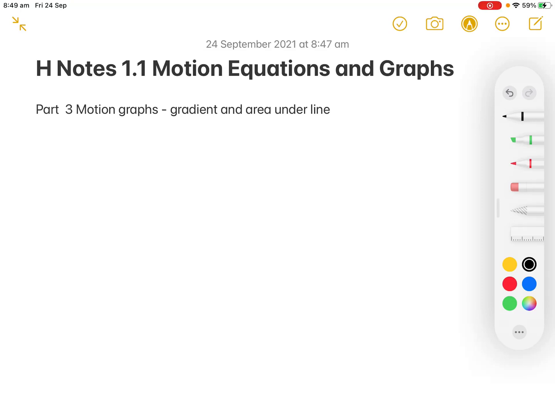Higher Notes 1.1, Motion Equations and Graphs. In part 3, we're going to look at how the gradient of some of the motion graphs and the area under the line can be physically significant. So let's begin with a displacement time graph.